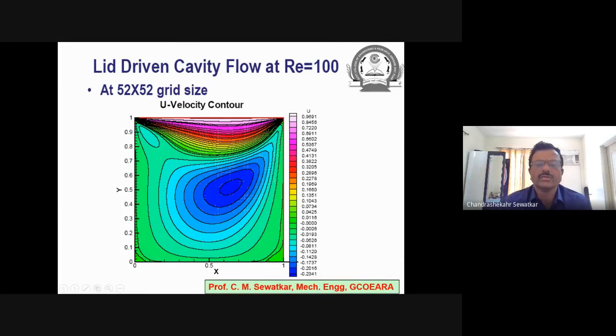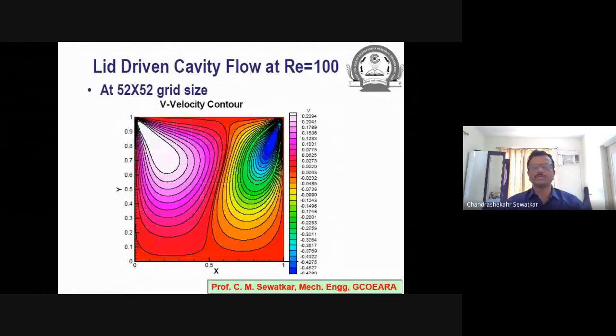You can see u is the x direction velocity. At the top I have a large velocity because the lid is moving. As I move away from the top, my velocity goes on reducing. And because the fluid is moving like this, the velocity at the bottom goes negative. Here we don't have much u velocity; the velocity is very close to zero. In this region also velocity is close to zero. So that's the u velocity contour, done in flooded as well as line contours superimposed over each other. Here I'm sharing with you the v velocity contour.